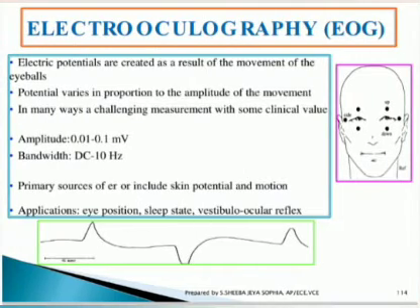Electrooculography, EOG, deals with the eye. So movement of the eyeball is the major basic foundation of finding the diseases. Its amplitude ranges from 0.01 to 0.1 millivolt and bandwidth of 10 Hz. Its primary sources include skin potential and motion. Applications like eye position, sleep state, and vestibulo-ocular reflex can be found.